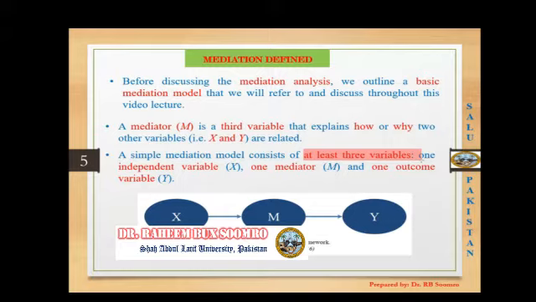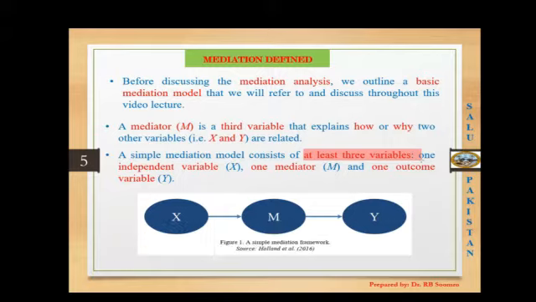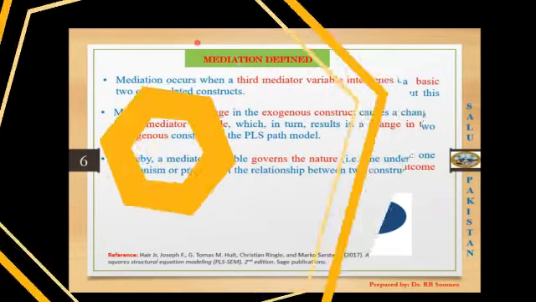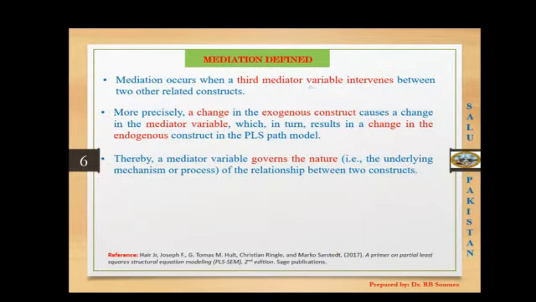Because if there is no third variable, that means there is no definition. Normally in a simple model, one is an independent variable and another is a dependent variable. When you insert the third one, it becomes a mediator. So for a model to be called a mediating model, there should be at least three variables in that model. Mediation occurs when the third variable intervenes between the two variables, okay?